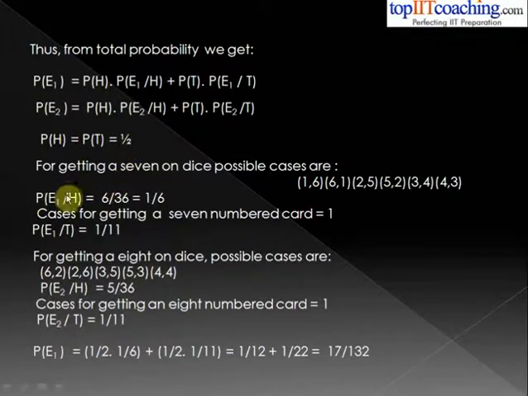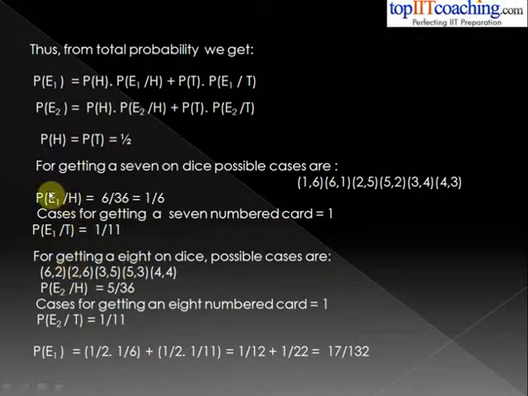Now, for getting a 7 on the dice, possible cases are (1,6), (6,1), (2,5), (5,2), (3,4) and (4,3). So P of E1 by H is equal to 6 by 36, which is equal to 1 by 6. The number of cases for getting a 7 numbered card is 1. We have 11 cards, out of which only one card is numbered 7. So P of E1 by T, that is the probability of getting a 7 when a tail has occurred, is equal to 1 by 11.